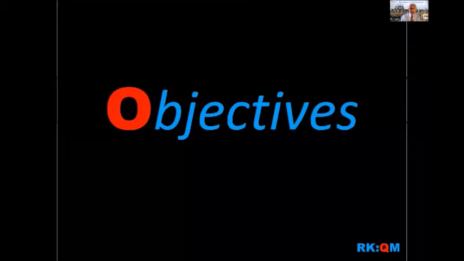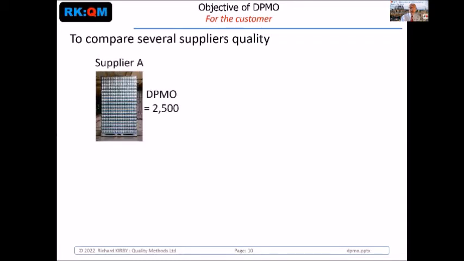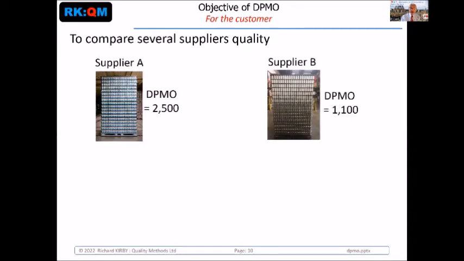There are several objectives of DPMO, depending on your needs. These will be very different depending upon which part of the operation you work in, or if you're a customer of the process. There are 2 objectives for the customer. Firstly, to compare different suppliers, possibly when choosing a new supplier or negotiating a new contract.